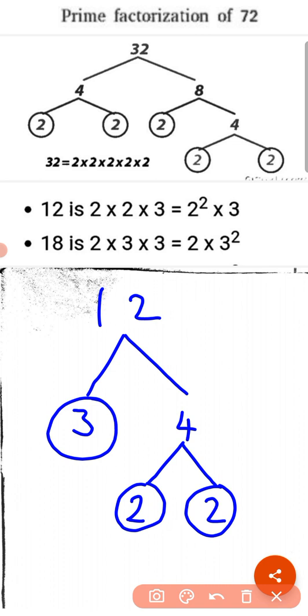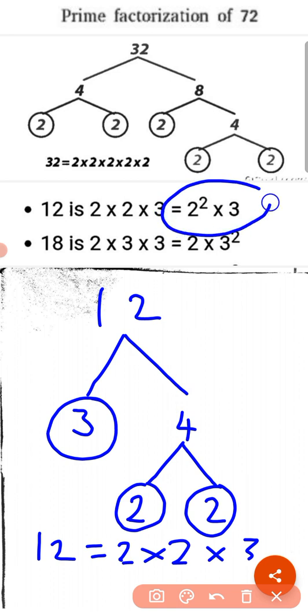So what is the prime factorization of 12? 2 into 2 into 3. We can write it as 2 raised to 2, or 2 to the power of 2, or 2 squared, into 3. 2 squared into 3. That is the prime factorization of 12.